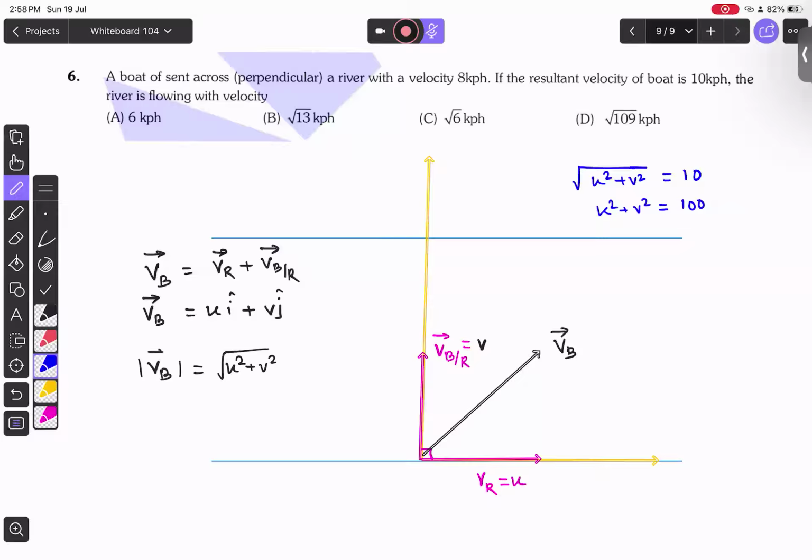So V I have to find. So V square is equal to 100 minus U square, which is 8 square. So V square is 36. So V is equal to 6. Nothing much in this question.